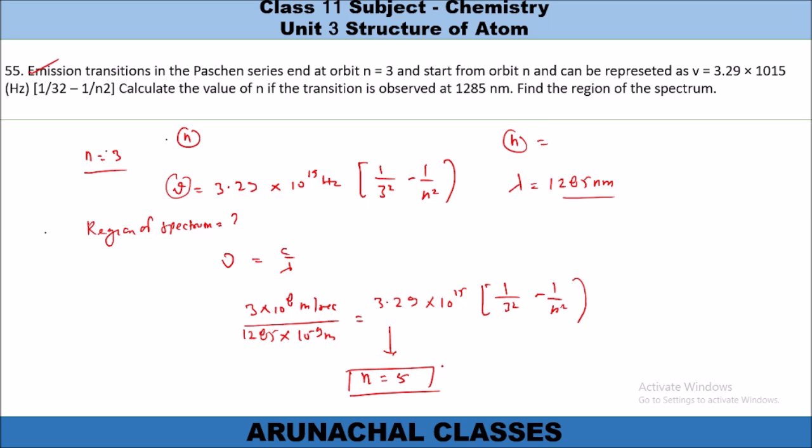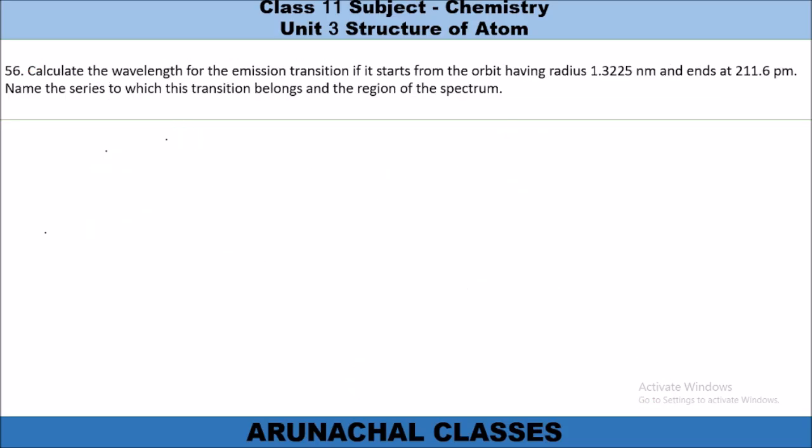So radiation corresponding from n equal to 5 to n equal to 3 will lie in which region? It lies in the infrared region, that is your Paschen series. Let's go to the next question. We are with question number 56.